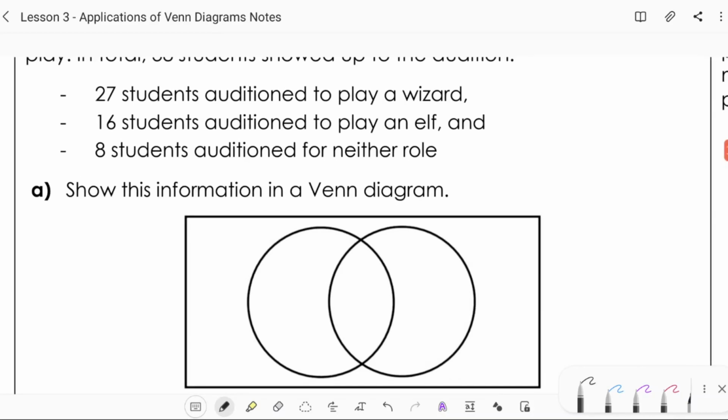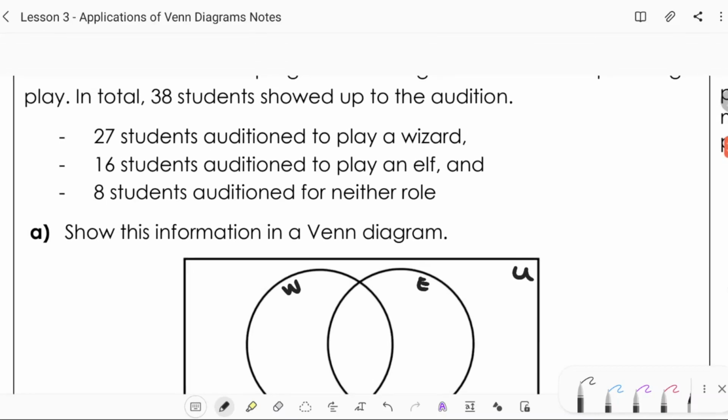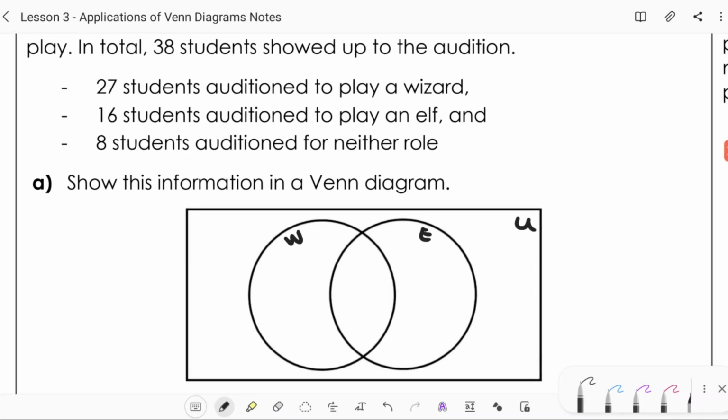All right, let's talk about these play roles. We have wizards, we have elves, we have the set of students who auditioned. It's telling us a few things. It's telling us 27 students auditioned to play the wizard, so the set of Wizard, W, should total to 27 students. 16 auditioned to play an elf, so the set of elves, the number of students in it should be 16, in total for any intersections, overlaps, things like that.